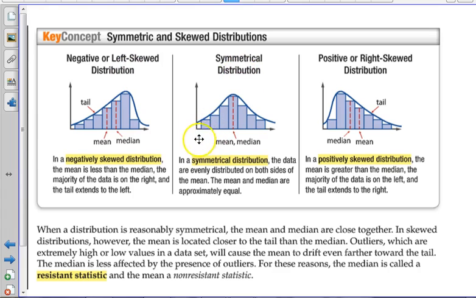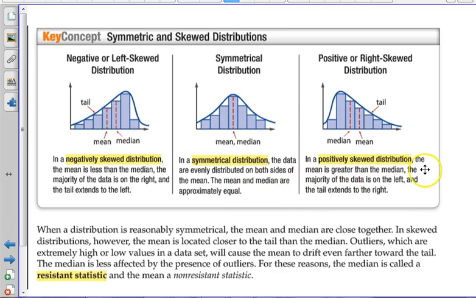Symmetric means that both sides of the data are the same. Now, it doesn't have to look like this to be symmetric. It could be that both outsides are up and the middle is low, as long as the mean and the median are about the same.